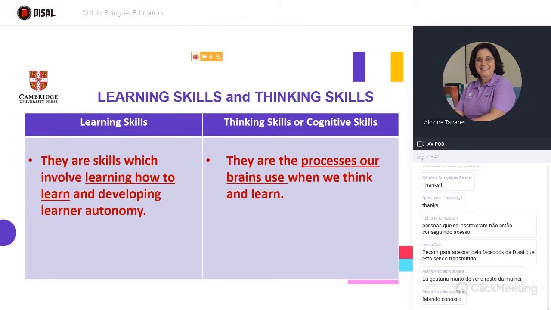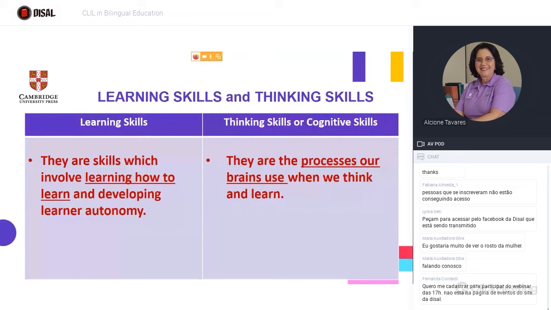Two very important skills are developed in CLIL lessons: learning skills and thinking or cognitive skills. Learning skills are skills which involve learning how to learn and developing learner autonomy. You will see that when we teach just the language, not a subject, not content, but language, we help learners develop learning skills all the time. So we are very much familiar with learning skills. But thinking skills or cognitive skills are processes our brains use when we think and learn. Some of them we use in English language lessons as well, but not all of them. It depends on the subject. It depends on the topic. Different cognitive skills will come into practice.